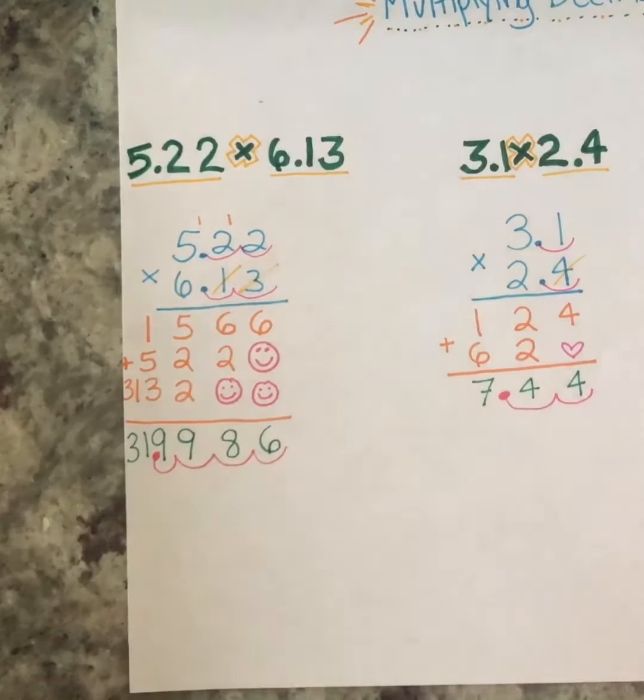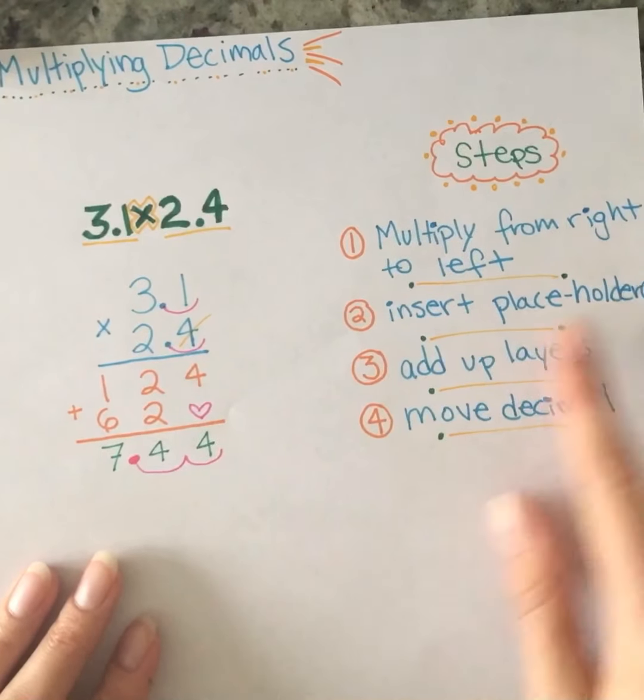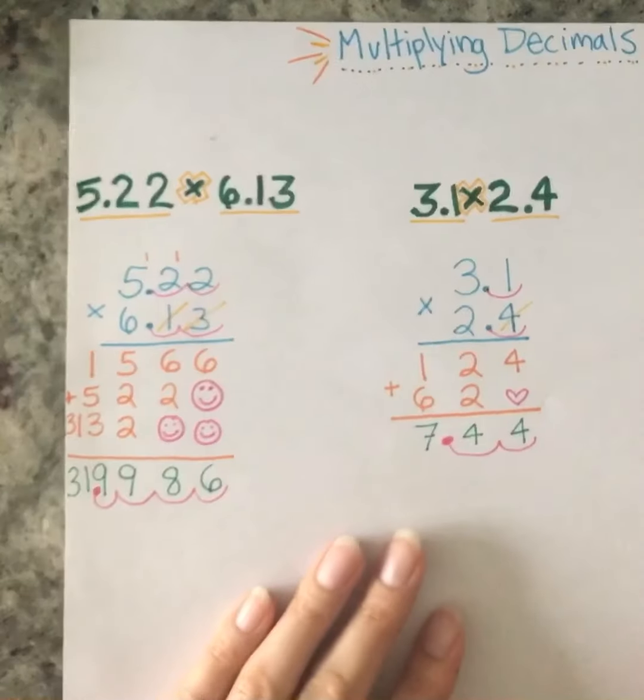And there you have it. Remember to follow your steps from right to left, insert placeholders, add up layers, and move decimals.